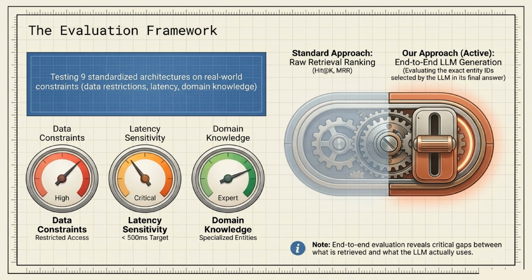So, how do we fairly evaluate these paradigms? We built a framework testing 9 standardized architectures against real-world constraints: highly restricted data access, critical latency targets of under 500 milliseconds, and expert domain knowledge. Crucially, we moved away from the standard raw retrieval ranking approach. Instead, we used an active end-to-end LLM generation evaluation to see what exact entity IDs the LLM actually selects in its final answer.